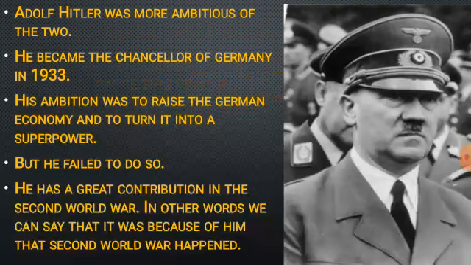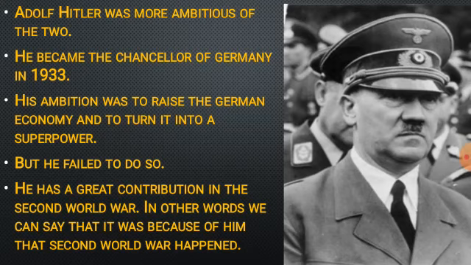My dear students, let's know who this Adolf Hitler was. Adolf Hitler was the more ambitious of the two. He became the Chancellor of Germany in 1933. His ambition was to raise the German economy and to turn it into a superpower, but he failed to do so. He made a great contribution to the Second World War. In other words, we can say that it was because of him that the Second World War happened.